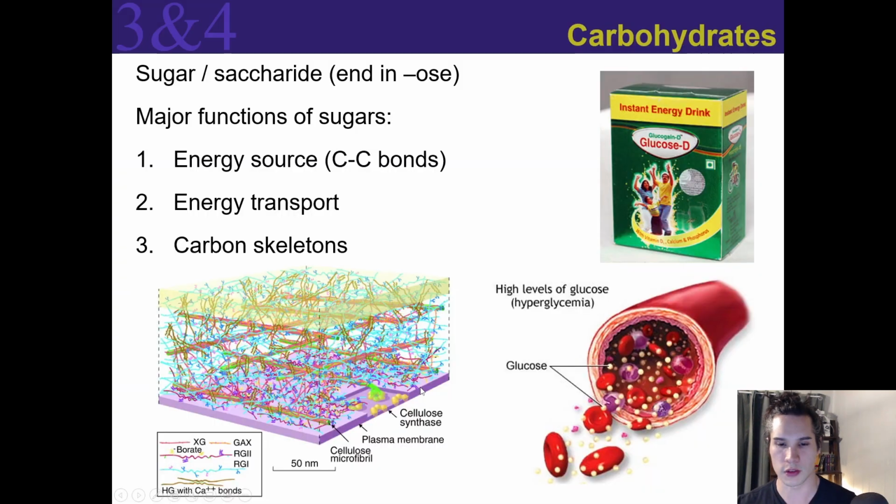All right, so let's start off with carbs, or carbohydrates. We have three major functions of sugars. These aren't the only things they can do, but for the most part, they store their energy in their carbon-carbon bonds. So they have a lot of potential energy in their carbon-carbon bonds. Those sugars can be transported in your blood vessels to your tissues that are in need of sugars. And they can also help compose carbon skeletons or cell walls, for example. So here we have cellulose.